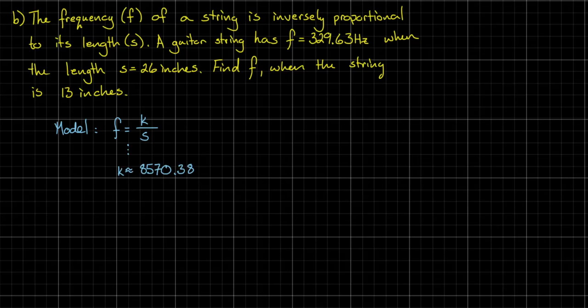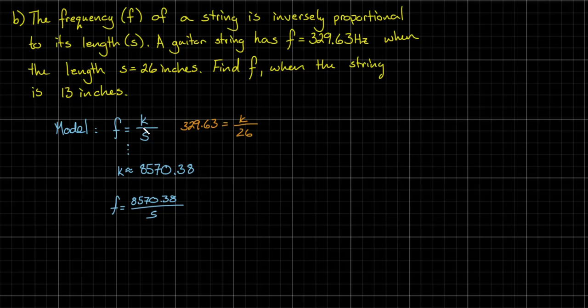Okay, so just to check, in case you're struggling, we have the frequency is 329.63, and that is when the string's length is 26, and this is what I get for k. All right, so now that we have it, we have a nice functional model. I know that the frequency of this string is simply going to be whatever 8,570.38 divided by any given length is.